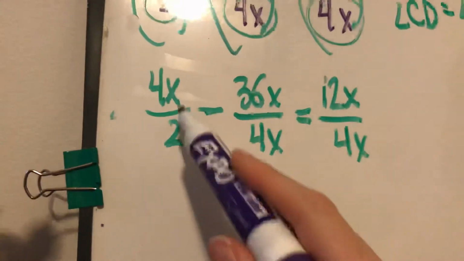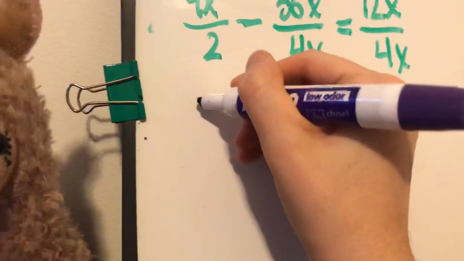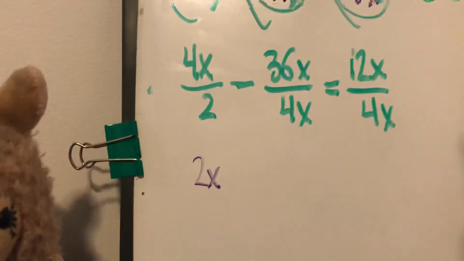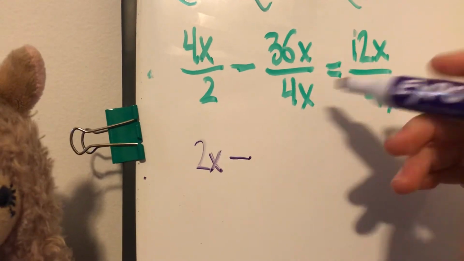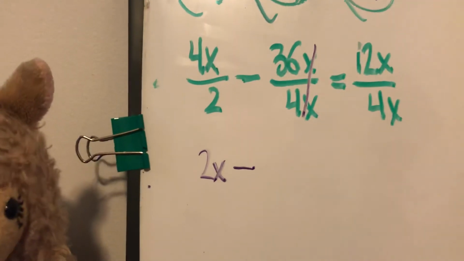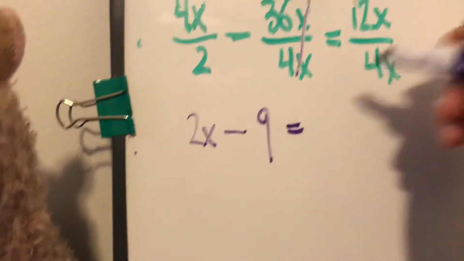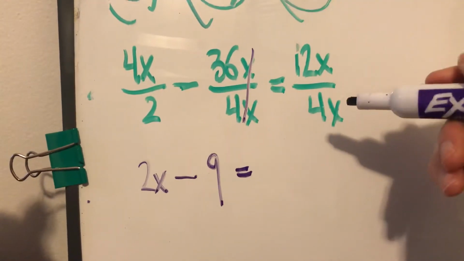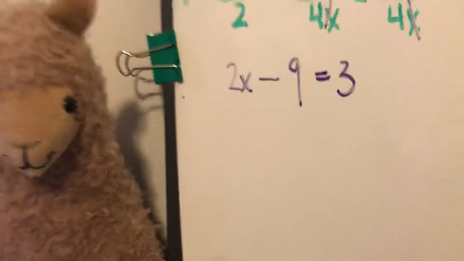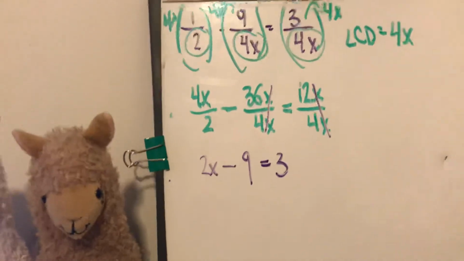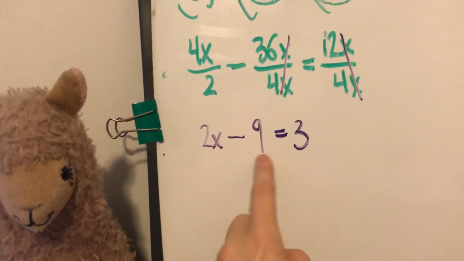Now again, if I said to you, hey, 4x divided by 2, what is that? You'd be like, oh my god, miss, that's so easy, it's 2x. Bring down my subtraction sign. 36x divided by 4x, those x's are going to cancel out, and I'm definitely going to be left with a 9 equals 12x divided by 4x. Again, you're just going to be left with 3. And just like that, that whole scary equation disappeared, and you're left with 2x minus 9 equals 3.